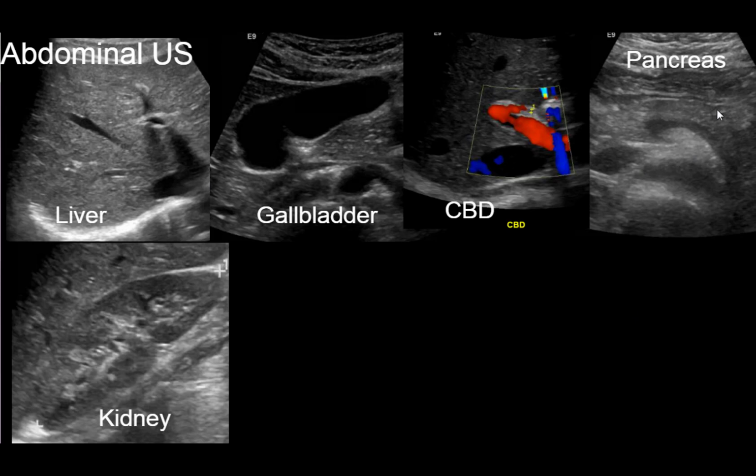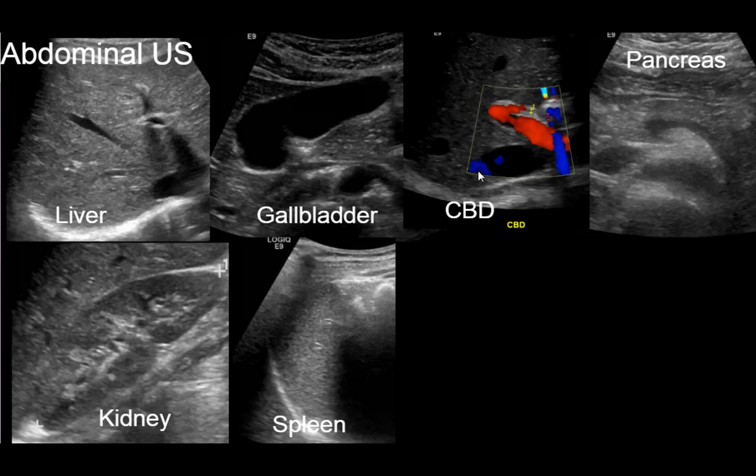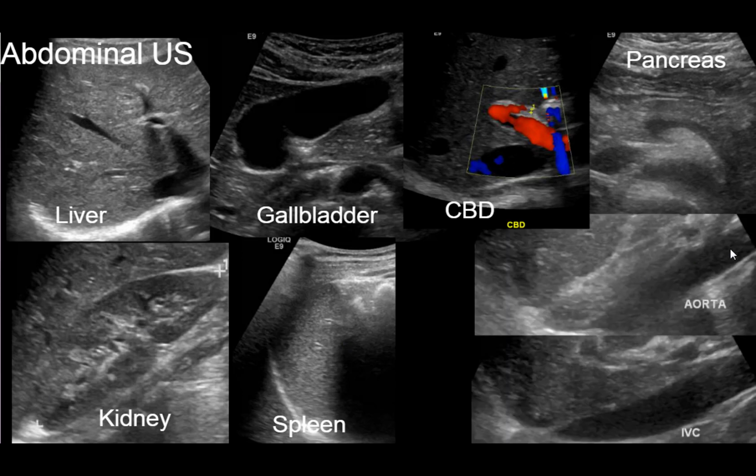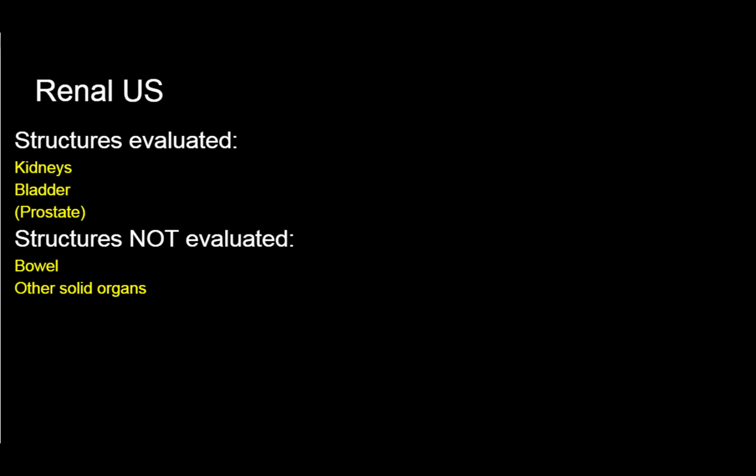We look at the pancreas here. This is the pancreas over here. This is the splenic vein here, this dark hypoechoic region. We can evaluate the kidneys and the spleen. The spleen is here. And then we can look at the vessels. So aorta, and then we can look at the IVC. We can look at the aorta for ectasia, aneurysm, and then IVC.